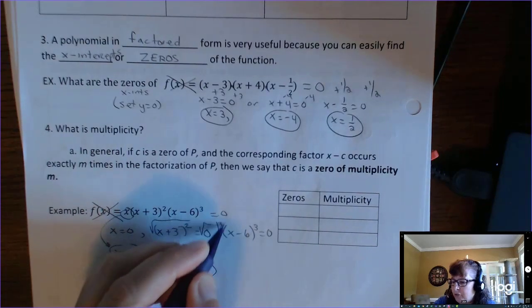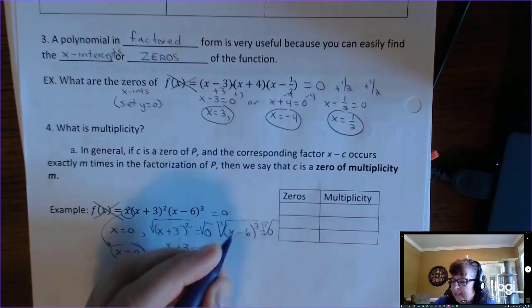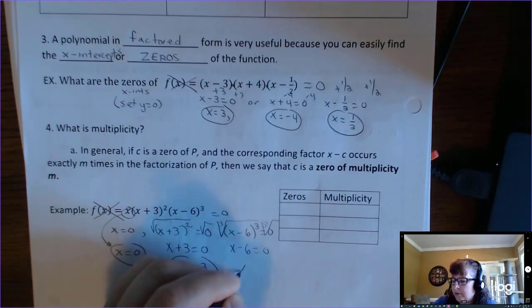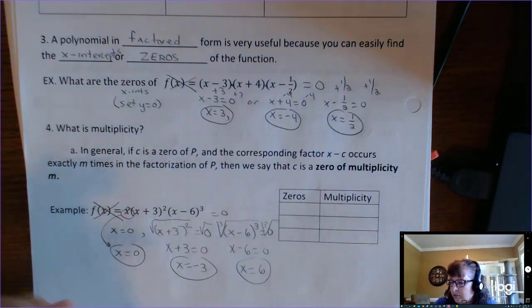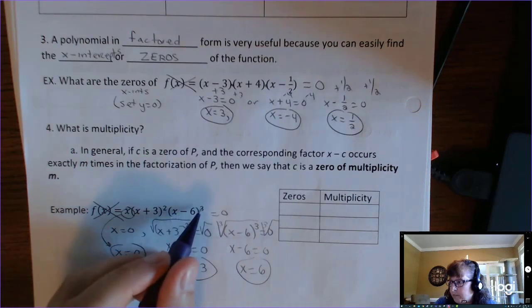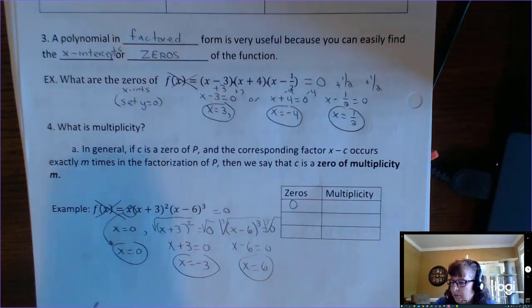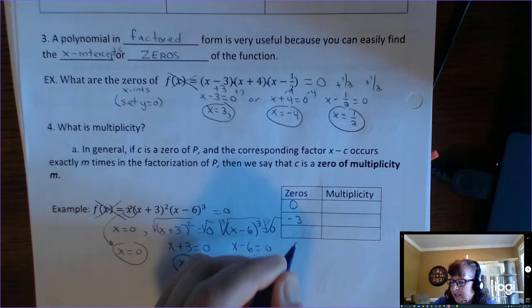So see how that square does not affect the 0. Here, if I take the cube root of both sides, that gives me x minus 6 equals 0, so x equals 6. So the zeros are not going to change when there's an exponent. So the zeros are 0, negative 3, and 6.